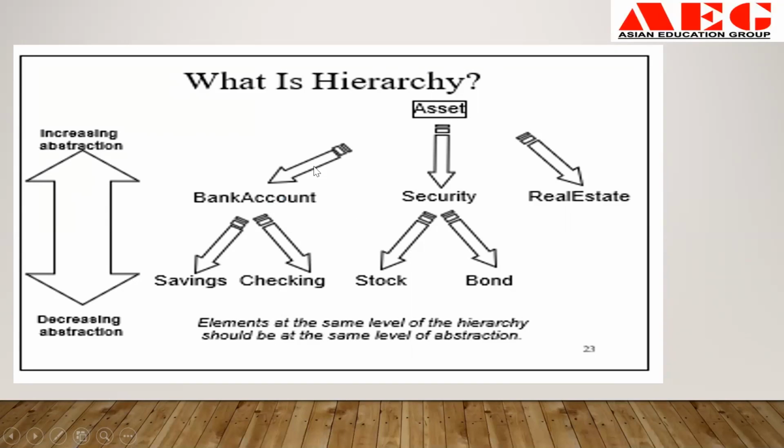So hierarchy means that if you are going top to down, then we are removing a layer of abstraction. It means that the abstraction is decreasing. But if we talk about the upward direction, then it means that we are increasing the abstraction, meaning we are hiding things from the user.